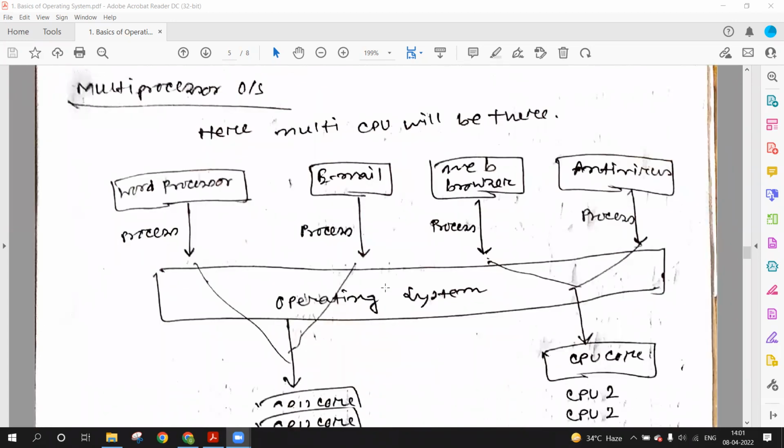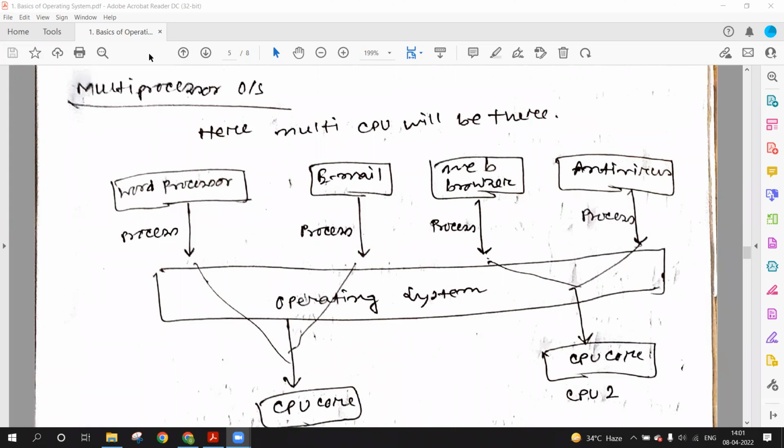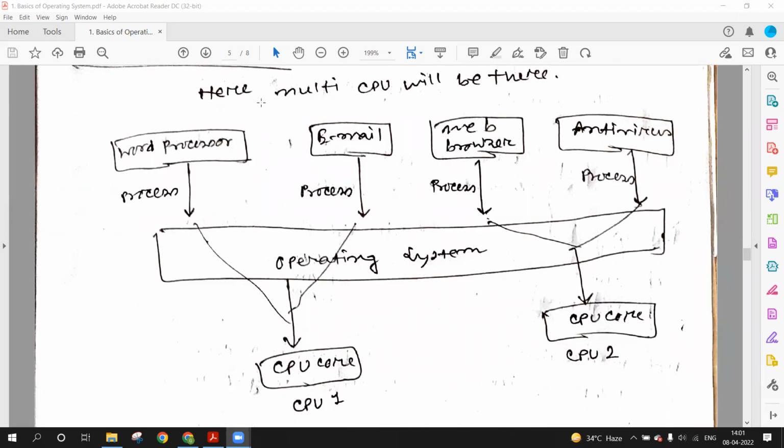Next one is multiprocessor operating system. Here multiple CPUs will be there. For multitasking, one CPU is there. For multiprocessor operating system, look, CPU means central processing unit, P for processing. So multiprocessor means multiple processing units will be there. Like here word processor and email processes are done by CPU core 1, and suppose web browser and antivirus processes are done by CPU 2.